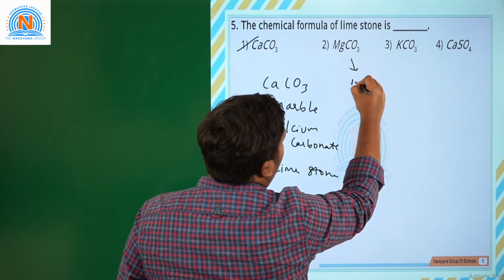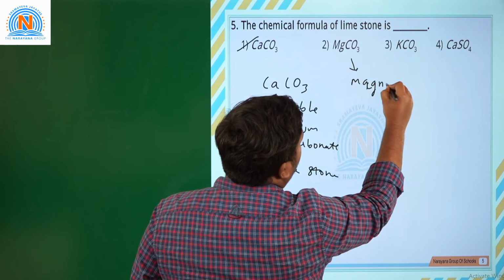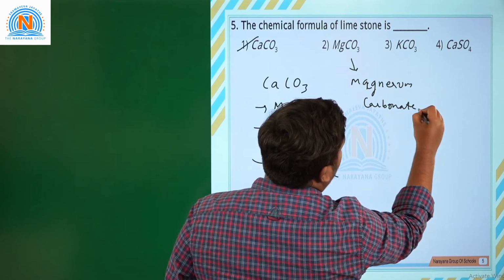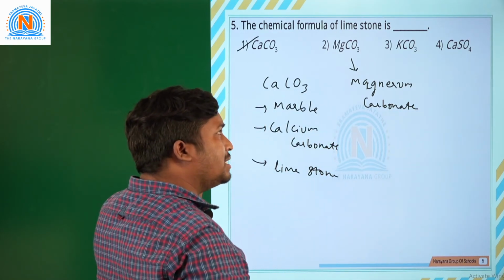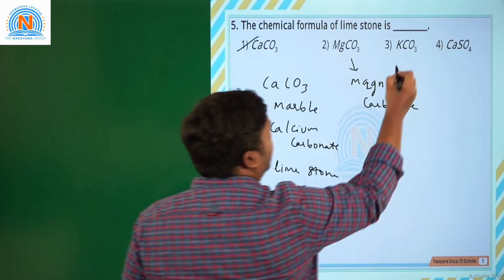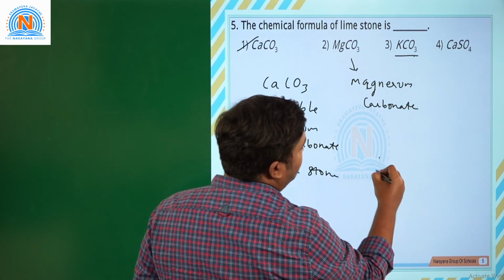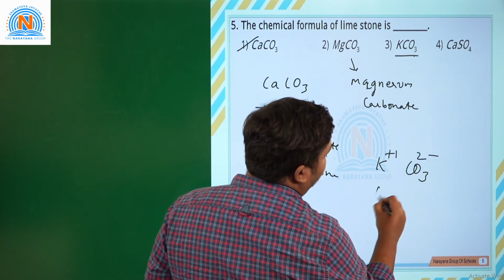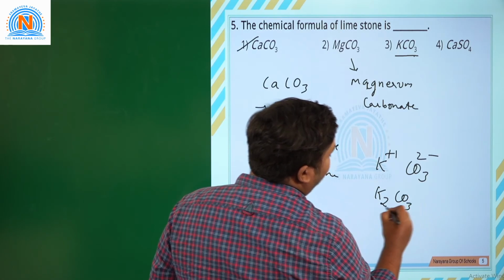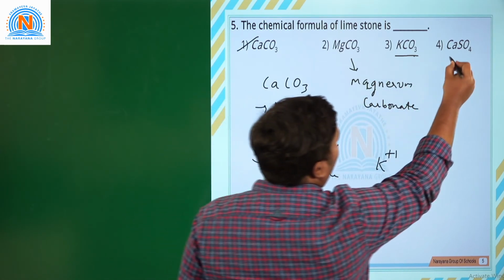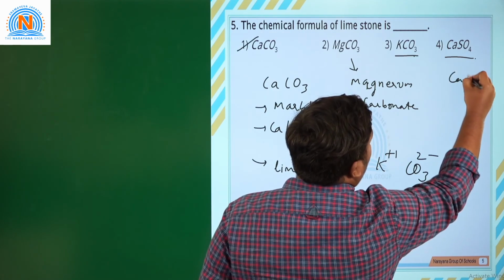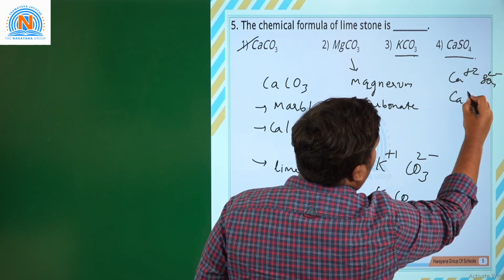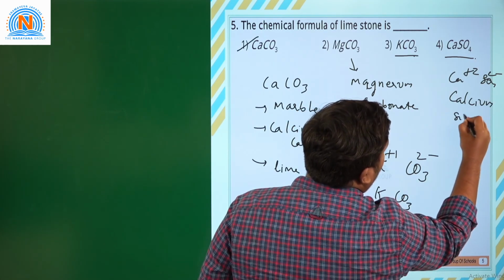MgCO3 is magnesium carbonate. KCO3 is a wrong formula, because K+ and CO3 2-, so it should be K2CO3, potassium carbonate. This is the wrong formula. CaSO4, Ca2+ and SO4 2-, we call it calcium sulphate.